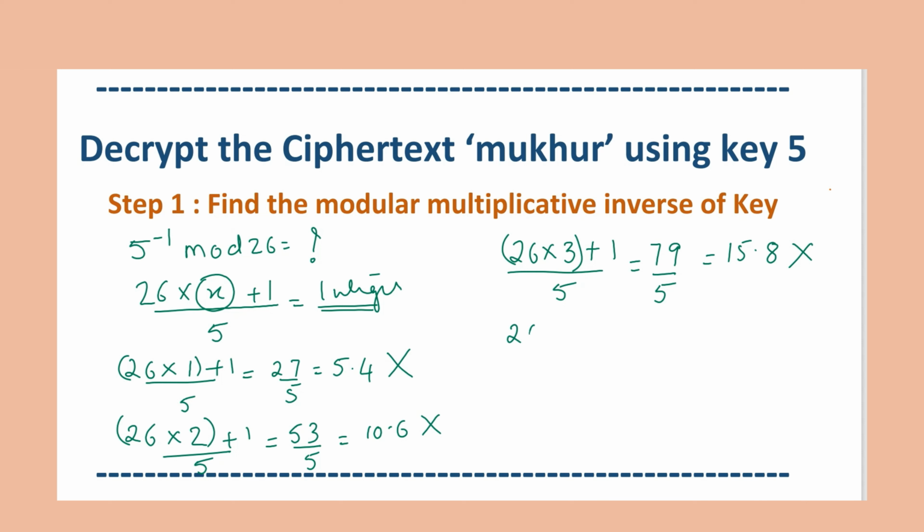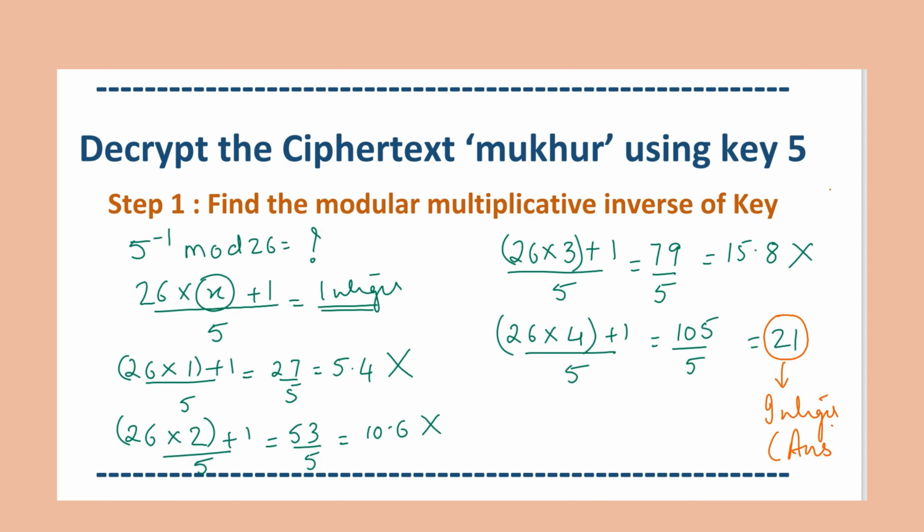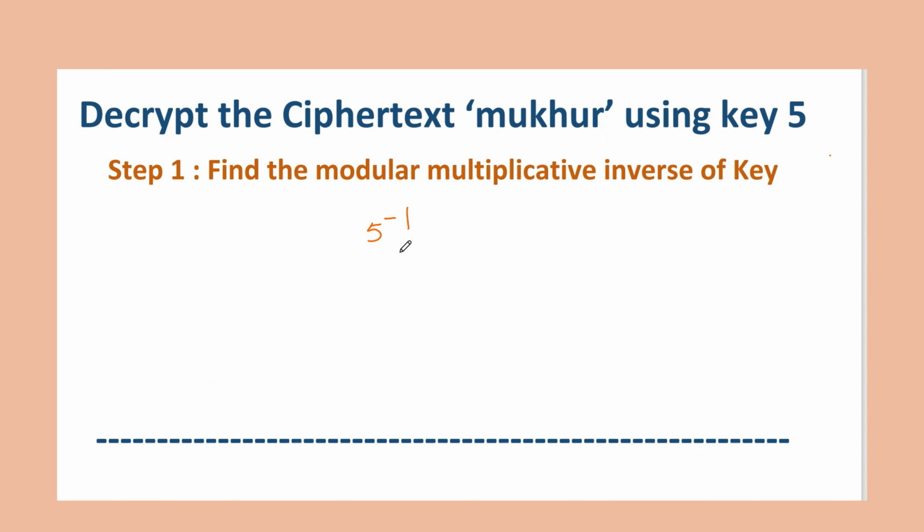So we again go with the next value of x, that is 4. So 26 into 4 plus 1 divided by 5, we get the answer as 105 divided by 5, which is 21. As you can see here, we got the answer as an integer, and that integer itself happens to be the answer. So my answer of 5 inverse mod 26 is equal to 21. So we got the answer of 5 inverse mod 26 as 21.